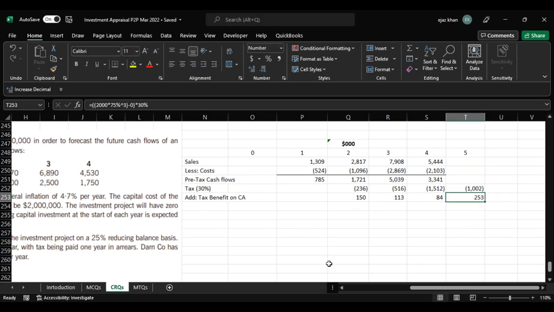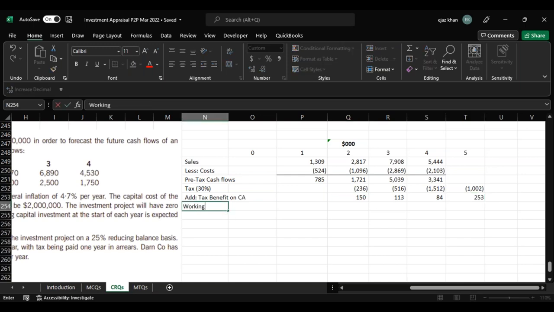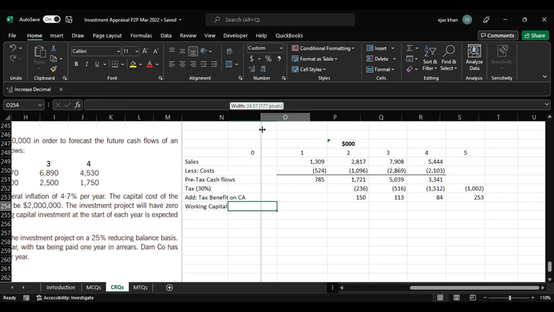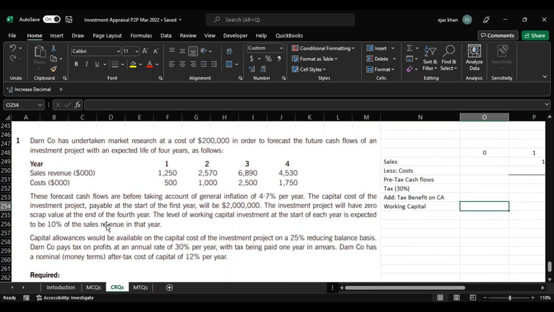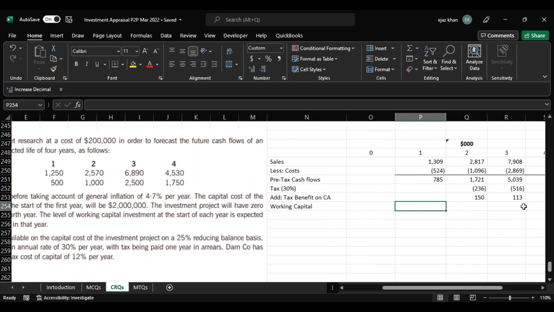Okay. After the tax benefit, we should be picking up the working capital figure. Now, what is working capital? Working capital is the capital that you need for the day-to-day activities of a business, right? So according to this question, the working capital requirement for each year will be equal to 10% of the sales of that year. For example, for the first year, to run our day-to-day activities, we need working capital equal to 10% of the first year sales, and it will be 1309 into 10%. So to run the day-to-day activities of the first year, we need working capital of 131,000.